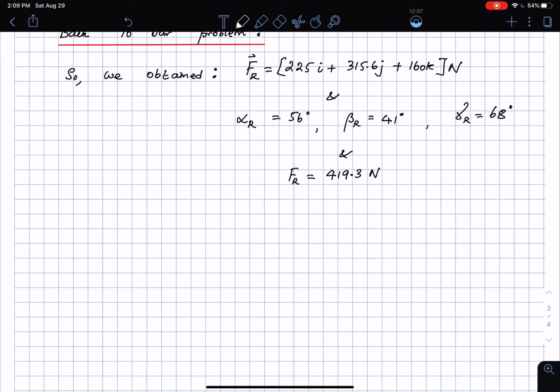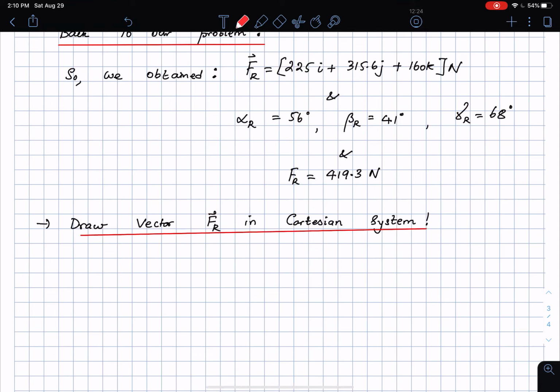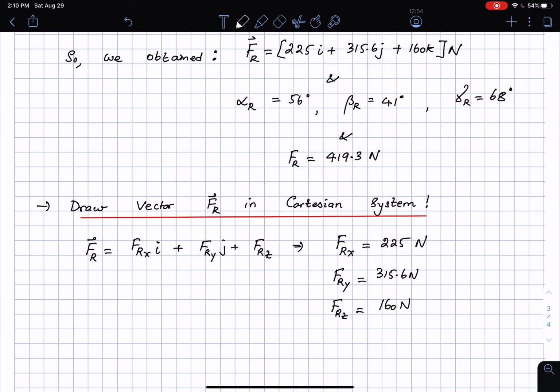That is the very last thing I want to do. So draw vector FR in the Cartesian system. Okay, how do I do that? Here is how I do it. First step is this. I see that if I write FR as FRx, FRy, FRz, then just by direct comparison, FRx is 225 newtons, FRy is 315.6 newtons, FRz is 160 newtons.